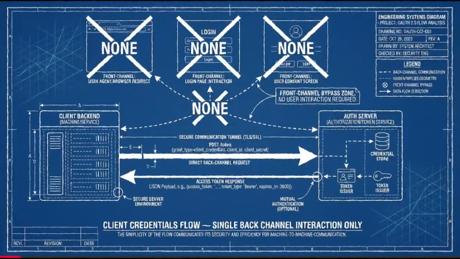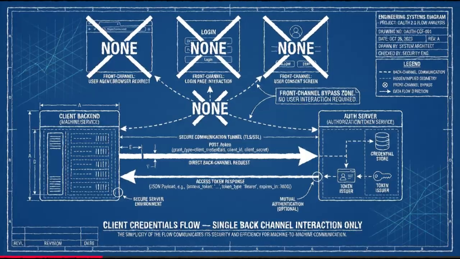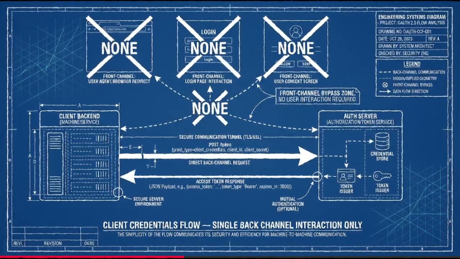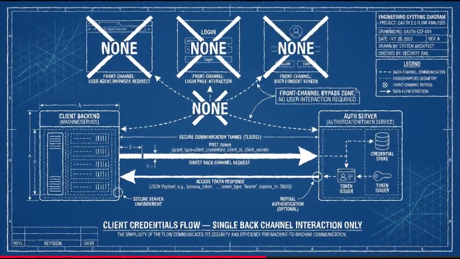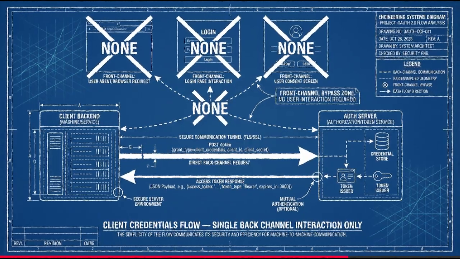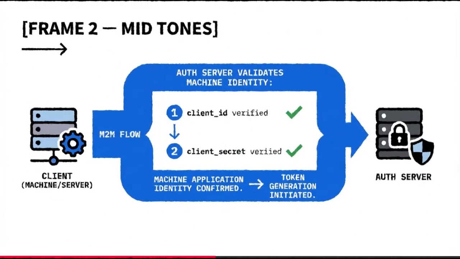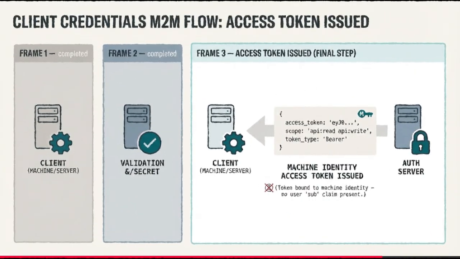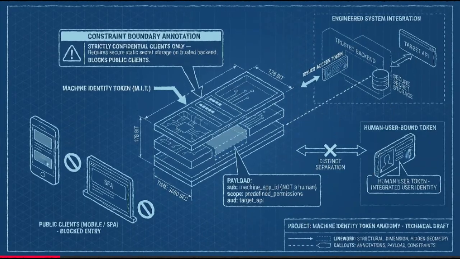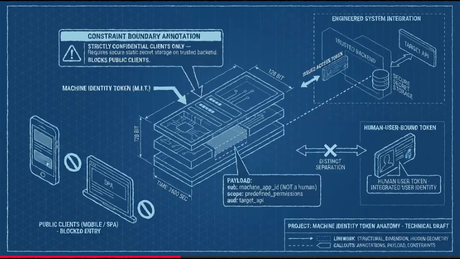This flow bypasses the front channel entirely. There is no browser redirection to a login page and no user consent screen. The process consists of a single, highly secure back-channel interaction. The client application executes a direct HTTP POST request to the token endpoint utilizing grant-type client credentials, alongside its specific client ID and client secret. The resulting access token is strictly bound to the machine identity and predefined permissions of the application itself, rather than an individual human user.